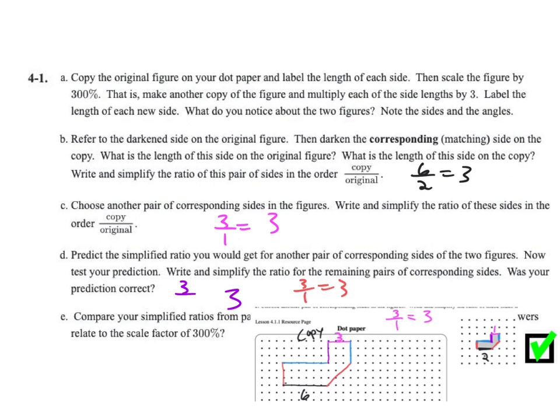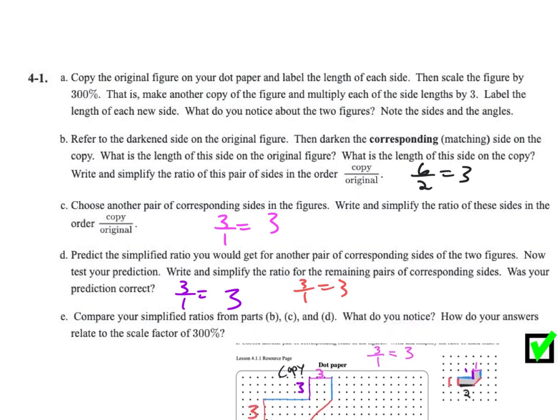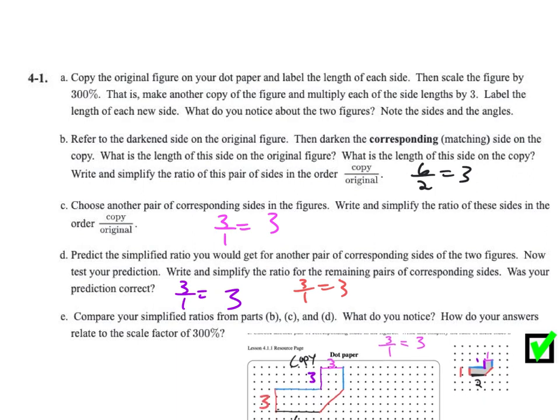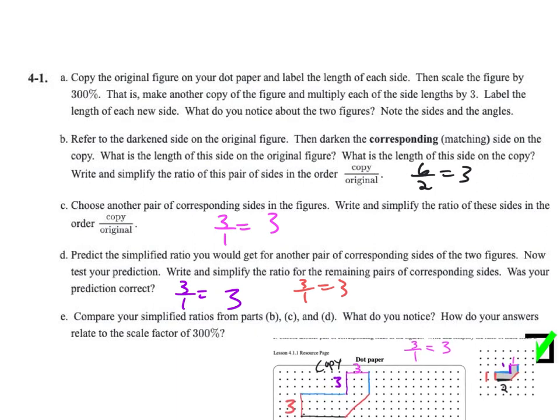If we want to check it on the purple side, it'd be the same thing. It'd be 3 over 1, copy divided by the original. It's a side length of 3 on the copy and 1 on the original. So we just see that happening over and over again. And now it's saying compare all the simplified ratios. The real question here is this: how do all the answers relate to the scale factor of 300%? Well, 300%. How does that relate to 3?